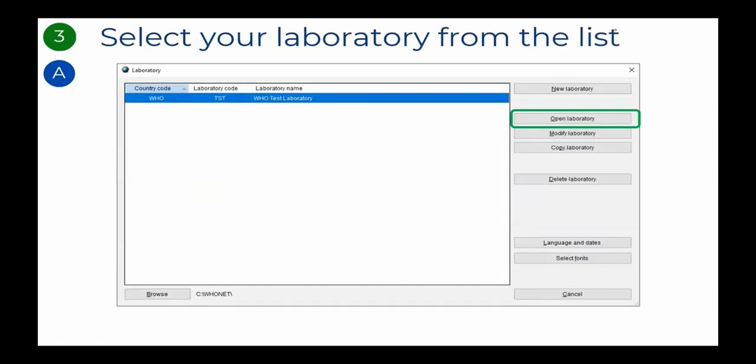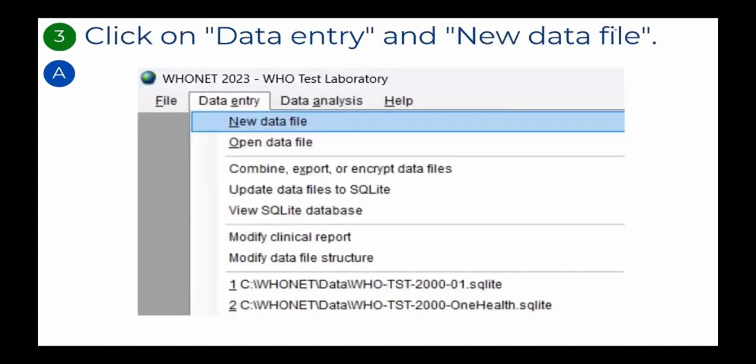When you open HUNET, you will see this screen. Select your laboratory and then click on Open Laboratory in order to proceed with data entry or data analysis. This will bring you to the main HUNET screen. I will click on Data Entry, and then I will click on New Data File.